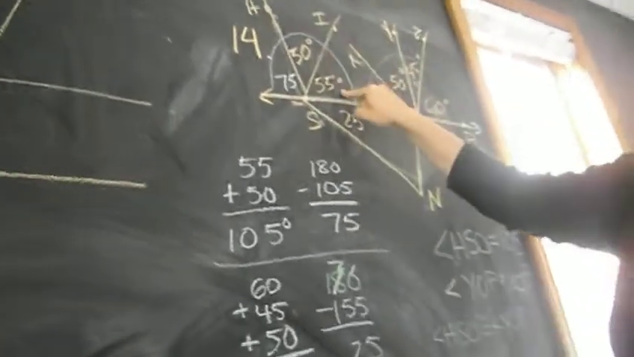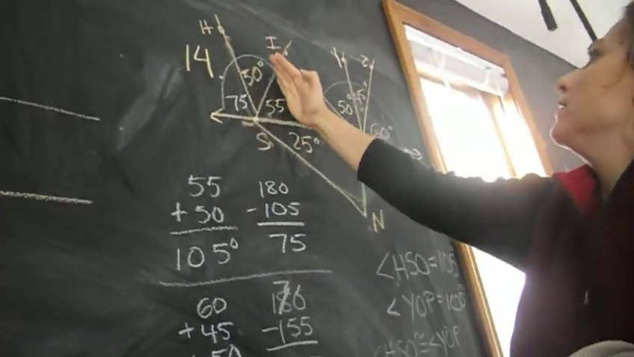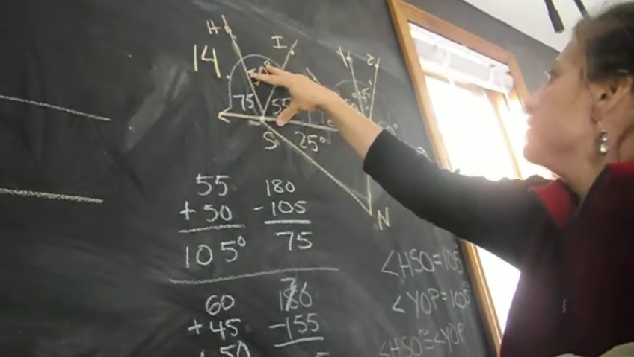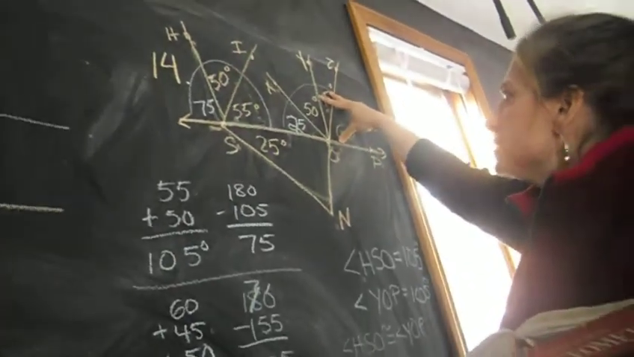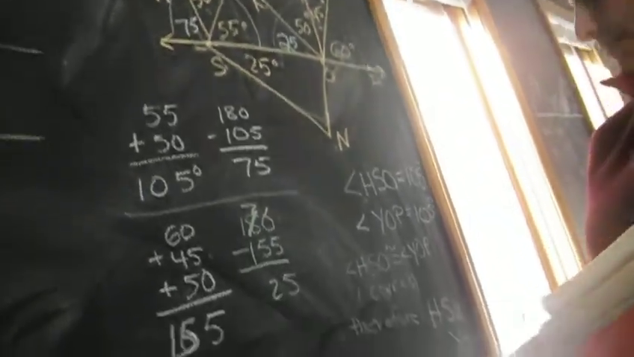HSO, you add those two up, is 105. So those two, this angle and this angle, are equal, so therefore this one and this one correspond together, which means YO and HS must be parallel.